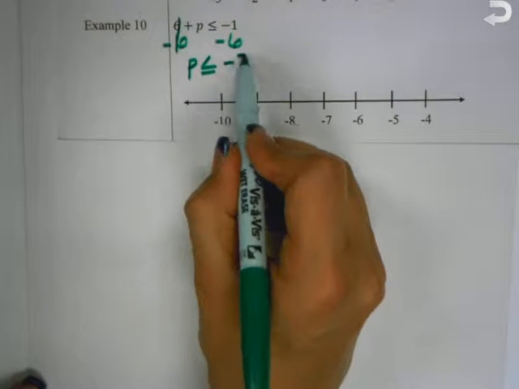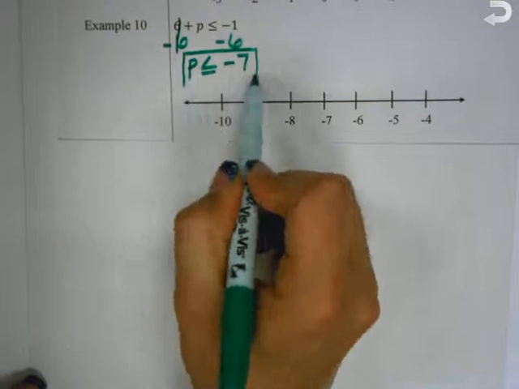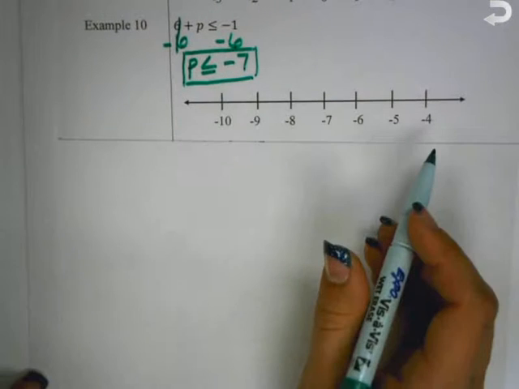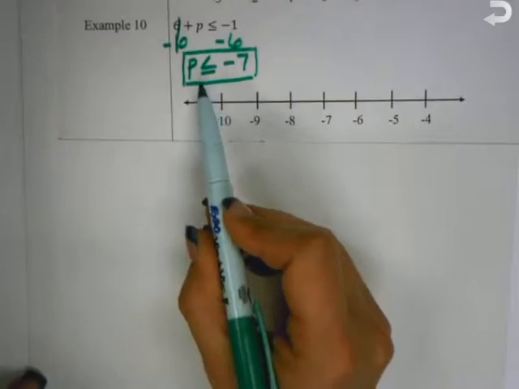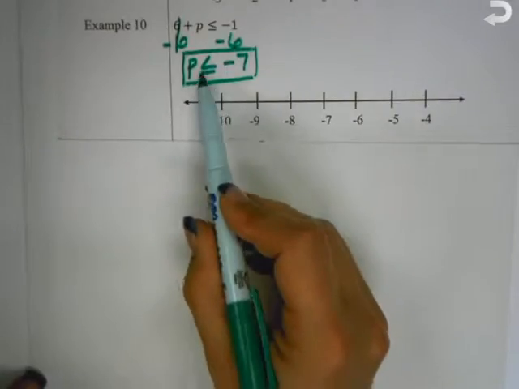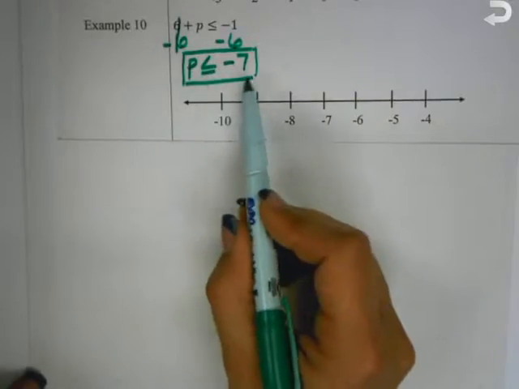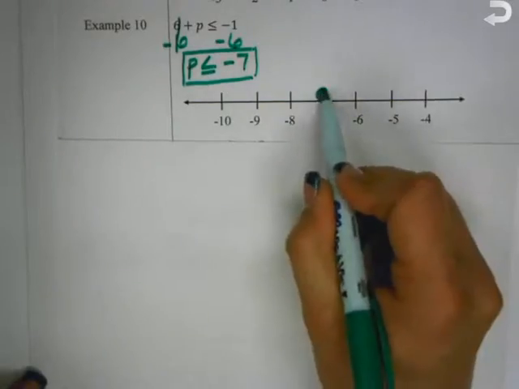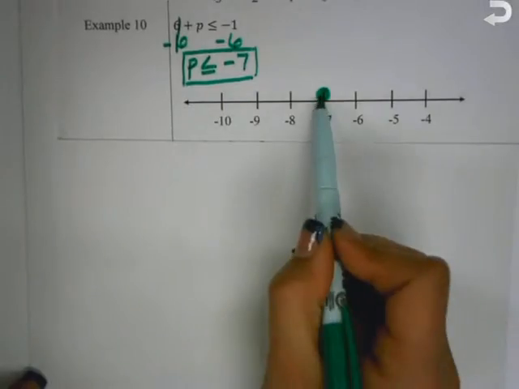So I want to represent this on a number line. Is my dot going to be open or closed? Less than or equal to, it's going to be closed. We can equal negative 7. So we're going to put a closed dot at negative 7. And we are less than or equal to. So is my arrow going to go to the left or to the right? Less than or equal to, so it's all numbers less than negative 7.